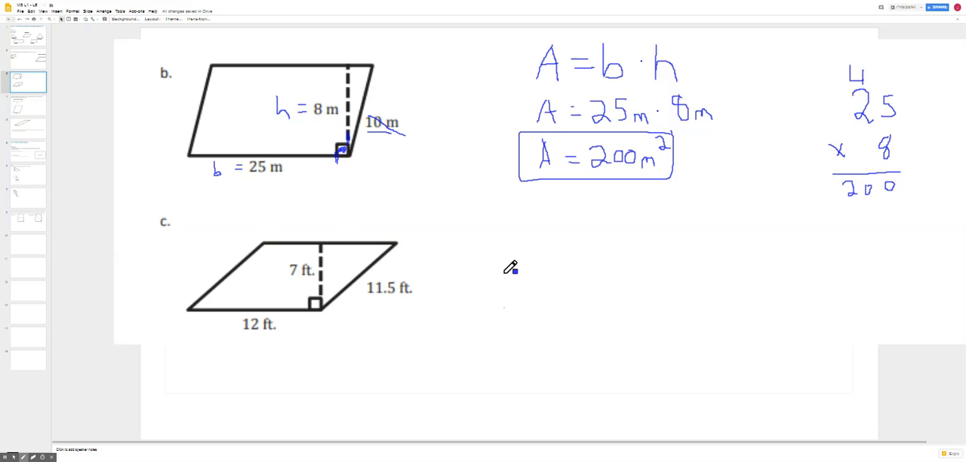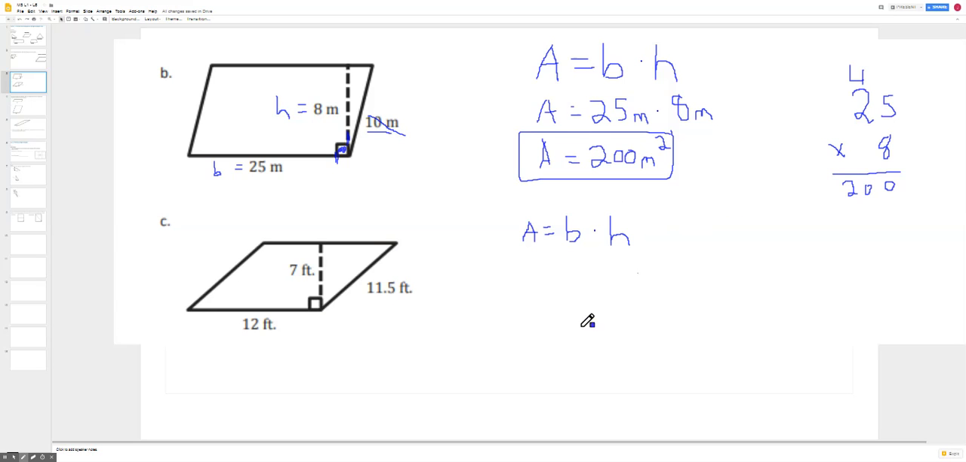Okay, so if we come down here to problem C, we're going to do the same thing. We're going to find the area of the parallelogram. We're going to use the base and the height. So please take a moment, try to identify the base and the height. Go ahead and underline them and label them for me. I'm going to give you a moment. If you need to, you can pause the video. But go ahead and underline the base and the height.